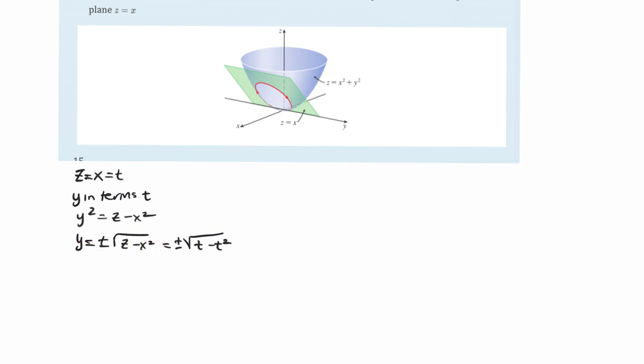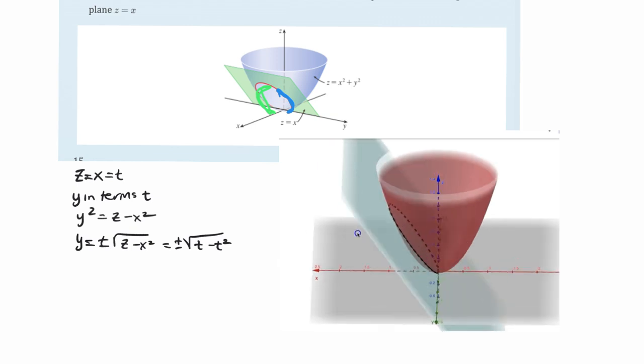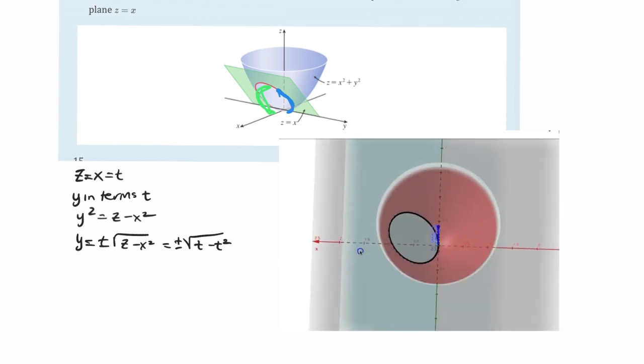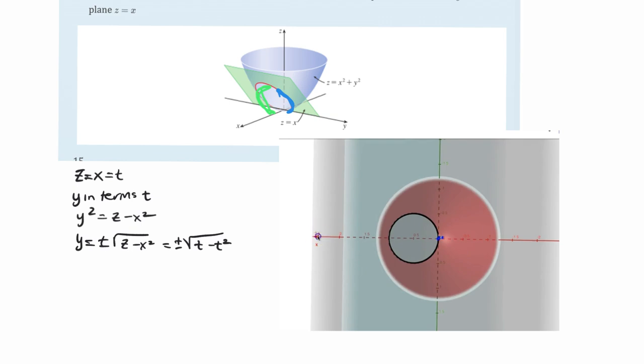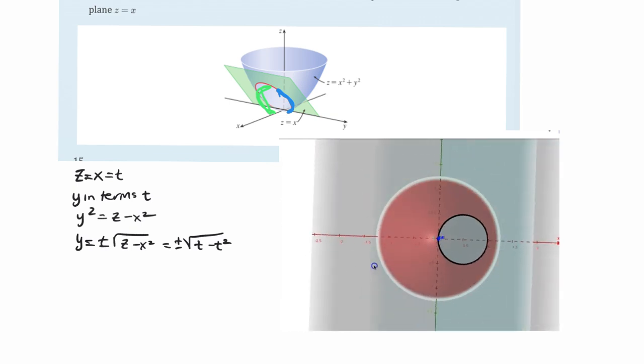So y is positive on this part of the curve here, and y is negative on this part over here. Now, to give you a better idea what that looks like, I put this on GeoGebra and rotated it around a bit. Let me show you. So there's our surface, and you can see the curve of intersection in black. And this is what it looks like looking down. This would be the projection in the XY plane.